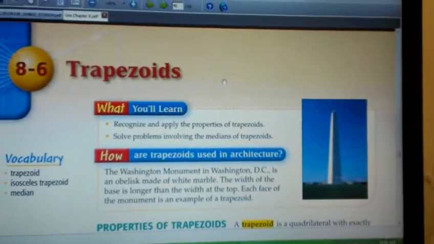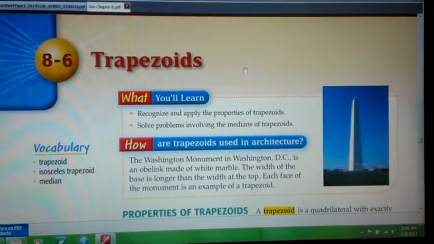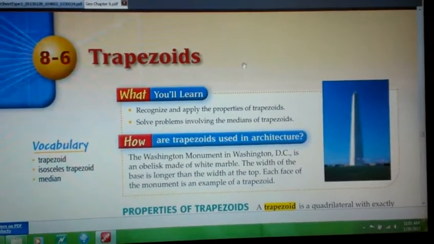Alright class, today's lesson will be about trapezoids, 8.6. So here we go.